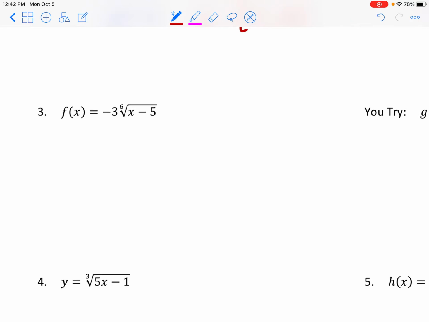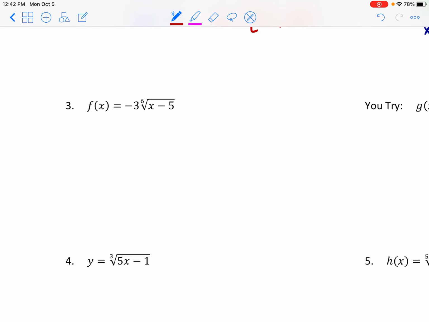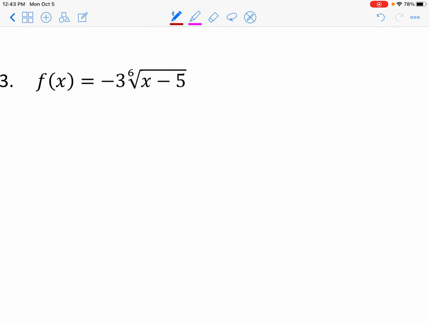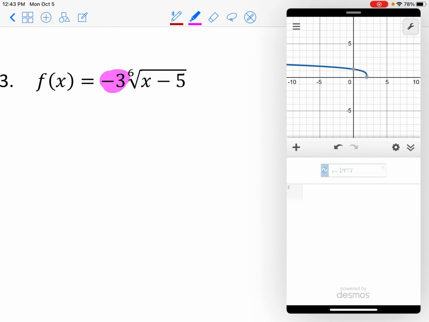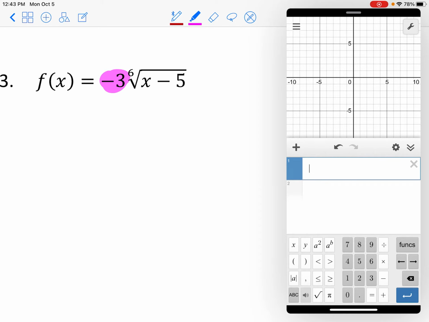Next, a sixth root. We haven't seen anything outside of the radical yet, but what does a number outside of the radical do? What is this -3 going to do to our graph? Let's look at an example. I'm just going to put a square root. Let's go ahead and put a sixth root. It's the same behavior as the square root.